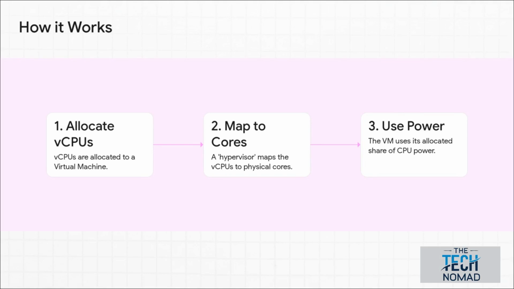And this is basically how it all works. It's a pretty simple process, really. Step 1, an admin says, okay, this new virtual machine gets, say, 4 vCPUs. Step 2, a special piece of software called a hypervisor jumps in. It acts like a traffic cop, and its job is to map the work from those vCPUs onto the actual physical cores. And step 3, the VM just goes about its business, using the power it was promised. It has no idea what's happening underneath.